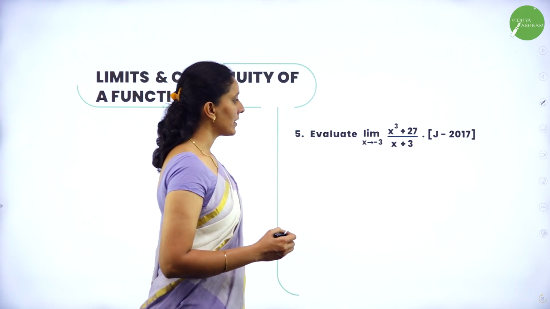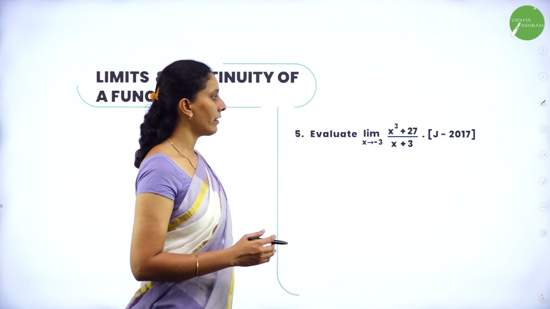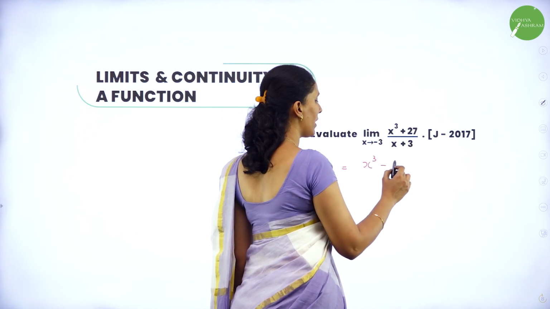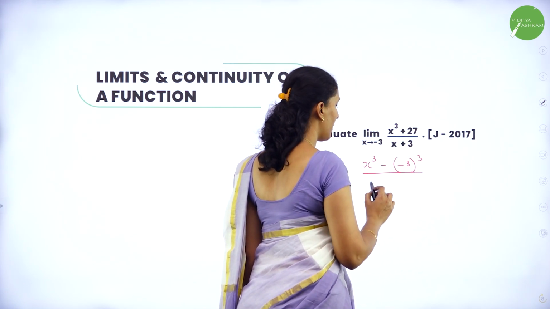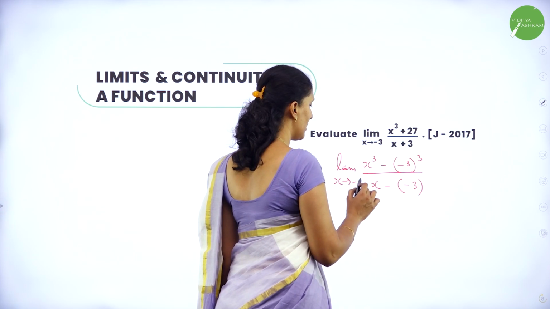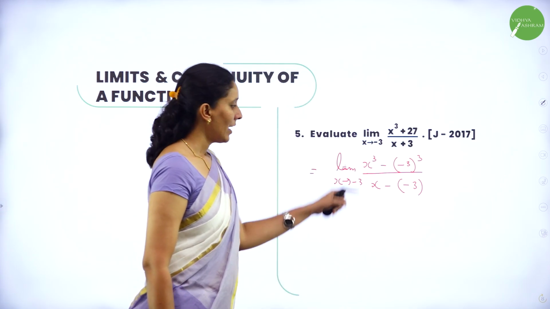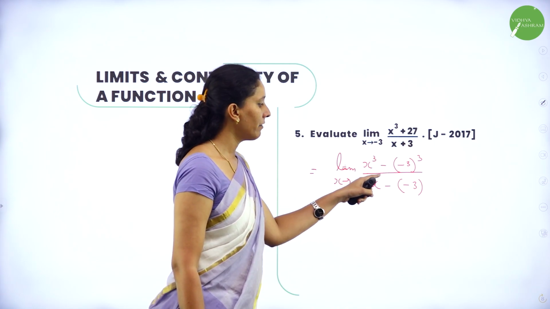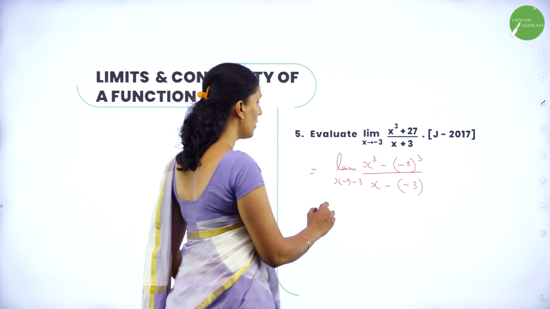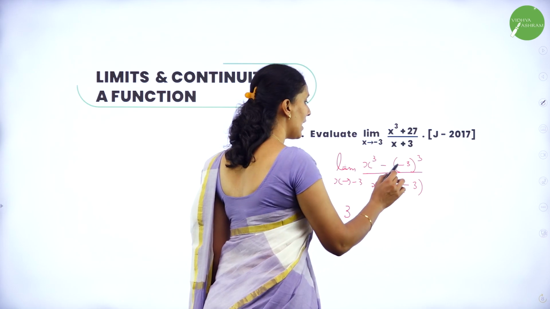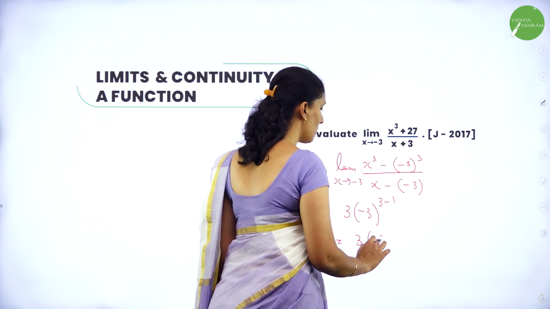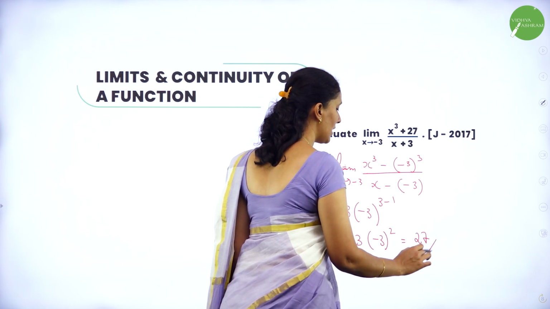Next, evaluate limit x tends to minus 3 x cube plus 27 divided by x plus 3. This is the form of a standard limit. So let's write this as x cube minus minus 3 whole cube divided by x minus of minus 3. Now we can apply the limit as x tends to minus 3 here. This is the standard form, x to the power n minus a to the power n divided by x minus a, which can be written as n into a to the power n minus 1. So the value of n is 3, a is minus 3 to the power 3 minus 1. So you will get here 3 into minus 3 whole square, which is 27.